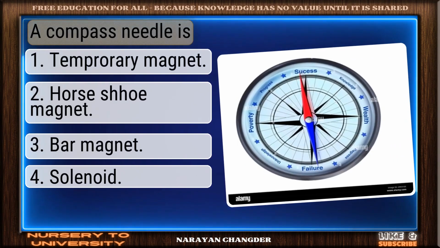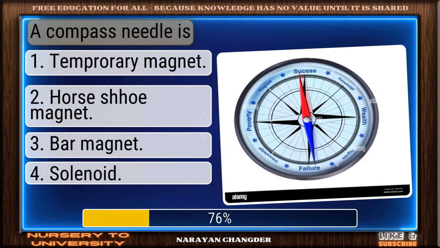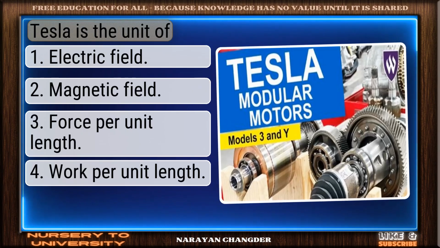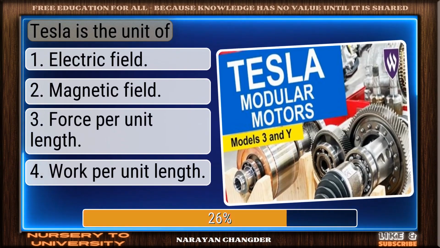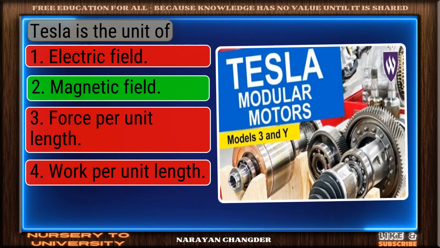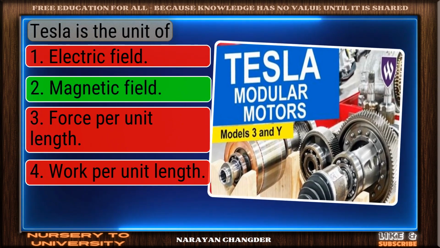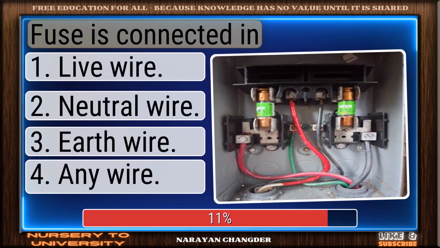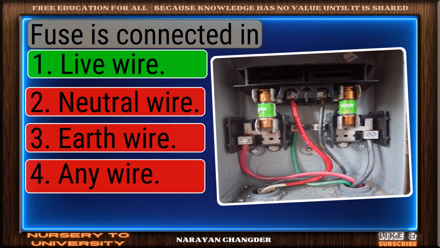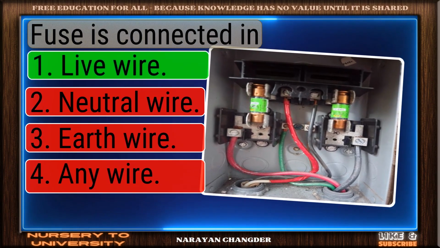A compass needle is. On track. Bar magnet is correct. Tesla is the unit of. Great thinking. Magnetic field is right. Fuse is connected in. You're right. Live wire is correct.